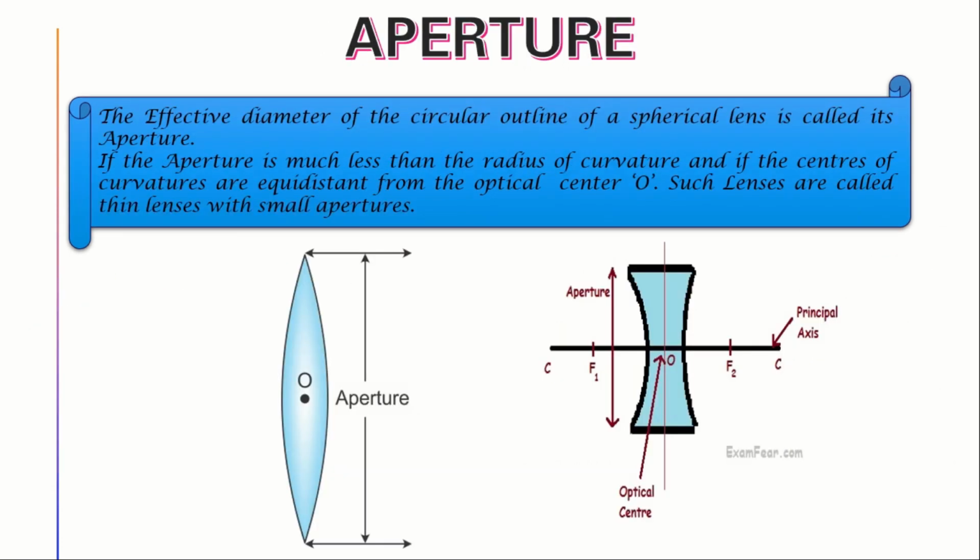Moving on to the aperture. The effective diameter of the circular outline of a spherical lens is called its aperture. That is this whole length of the convex and concave lens. So this is called the aperture. If the aperture is much less than the radius of curvature and if the centers of curvature are equidistant, meaning equal, from the optic center, such lenses are called thin lenses with small apertures.